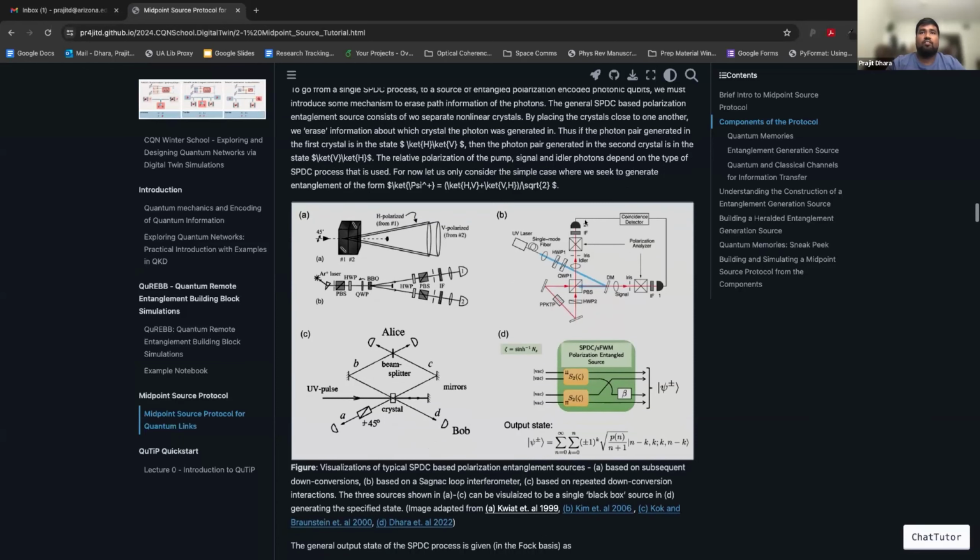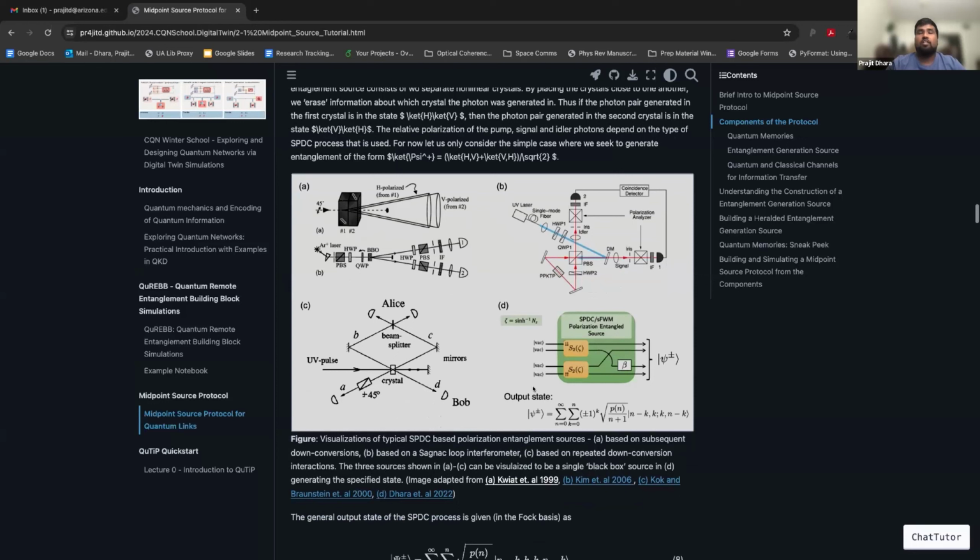The second one over here is based on a Sagnac loop interferometer from the group of Franco Wong. It is another version of the source, which instead of two crystals involves a single crystal but two passes through it. One is the forward pass, where beams going left to right are generated, and in the second pass, beams going right to left are generated, and you can erase the path information by doing something over here. And the fourth one is a summary of all of it, in terms of a black box model of how the source looks.